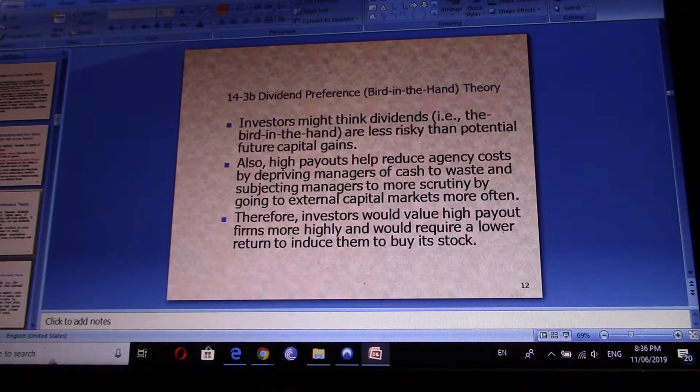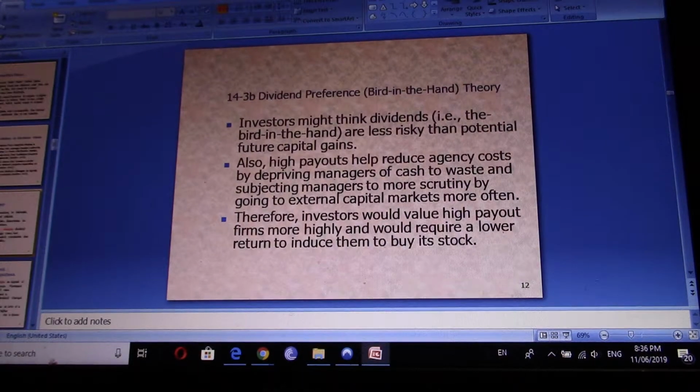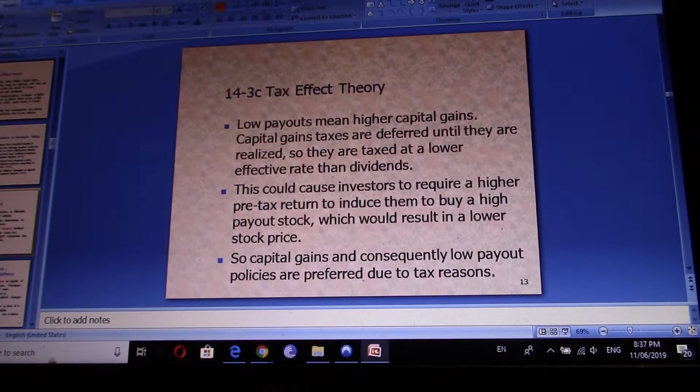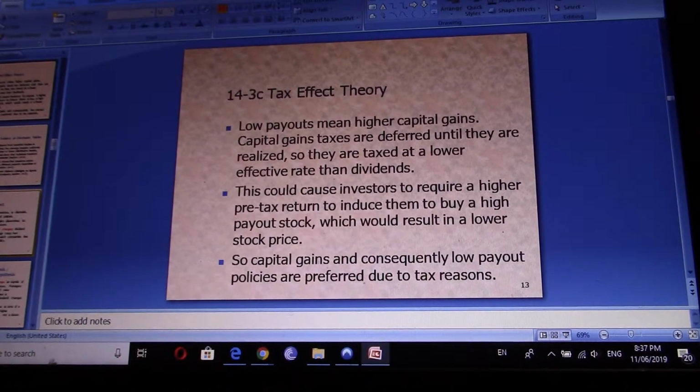And for bird in hand preferences, a higher payout ratio is better because cash received now is better than cash that will be received in the future. For the tax, the capital gain tax rate is around 15%, and dividends are taxed at 20% or higher. Because of the tax rate difference, it's better for the company not to pay dividends and to hold the cash for growth within the company, for higher stock prices in the future. That is based on tax effect theory.